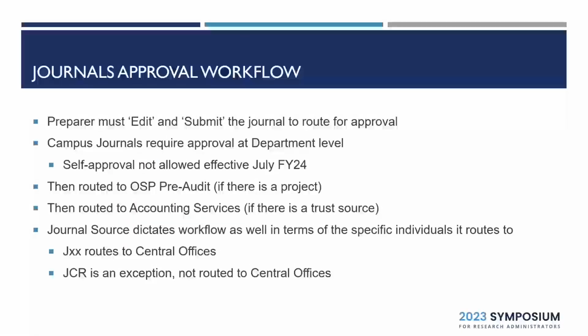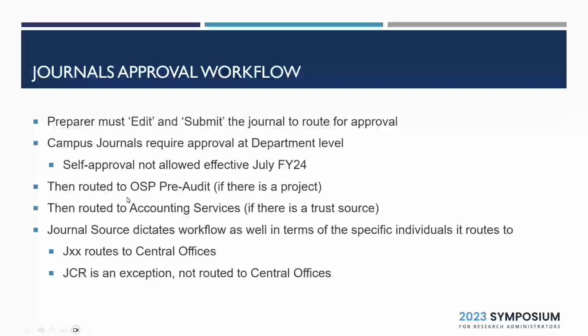Now I'll talk about the journal approval workflow, which starts when you submit a journal entry. You can look at the workflow or approval tab of the journal to see where it routes. So this process starts when the preparer of a journal edits and submits the journal, which routes it for approval. Campus journals require approval at a department level. Now, please be aware that self-approval is not allowed for any journals effective at the beginning of this fiscal year.